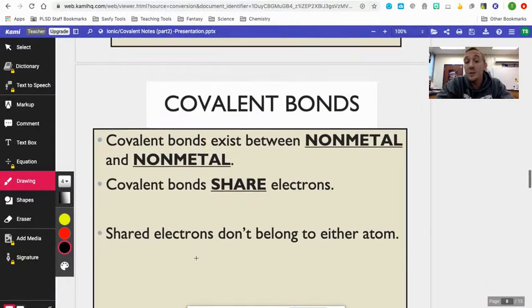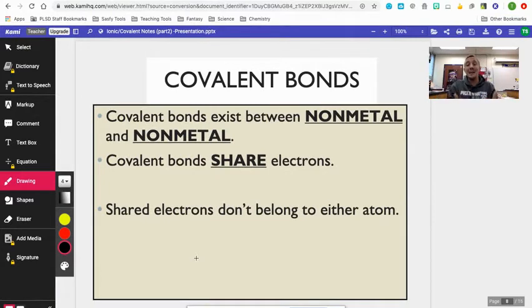What we're going to be talking about today, and you need to add these into your notes, is covalent bonds. A covalent bond exists when a non-metal bonds with another non-metal. This is an important slide here. The difference is covalent bonds actually share electrons.